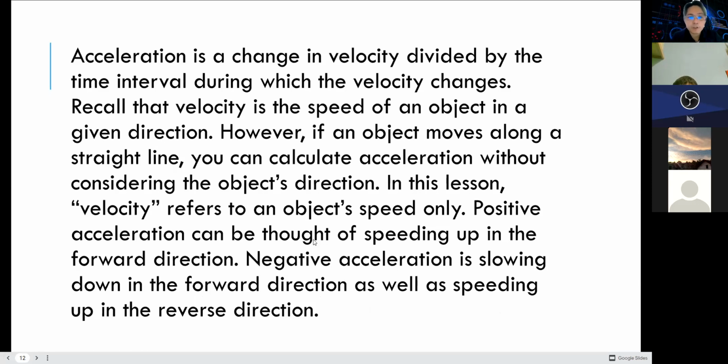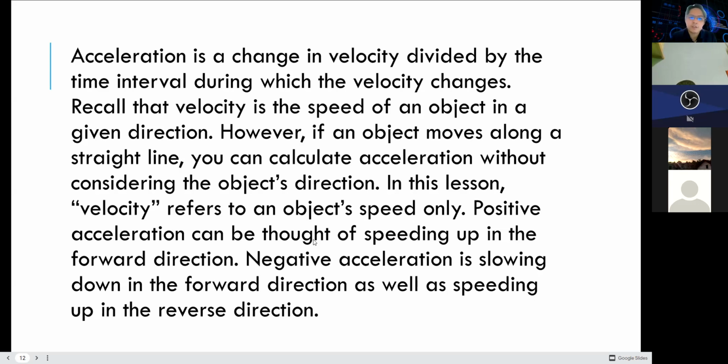Recall that velocity is the speed of an object in a given direction, speed and motion. However, if an object moves along a straight line, in one direction, you can calculate acceleration without considering the object's direction because you're moving in a straight line. Just like when you calculate the speed of a falling apple, the gravitational pull. We're not considering the motion because it is moving in one direction.